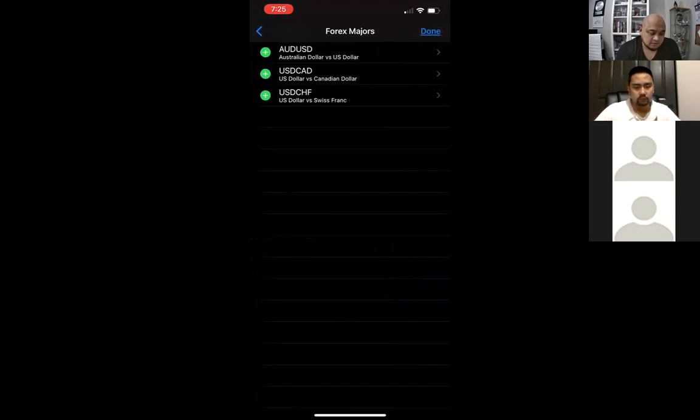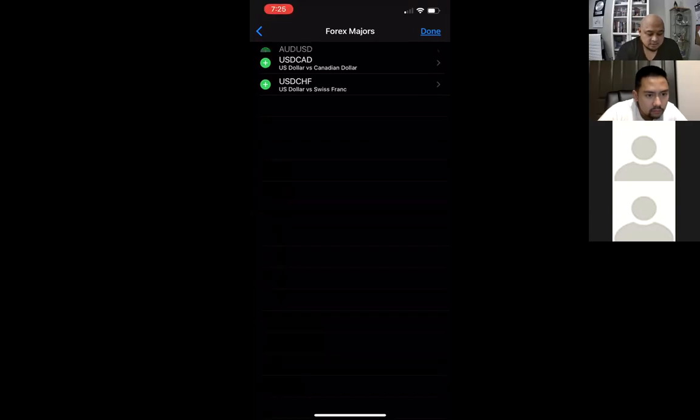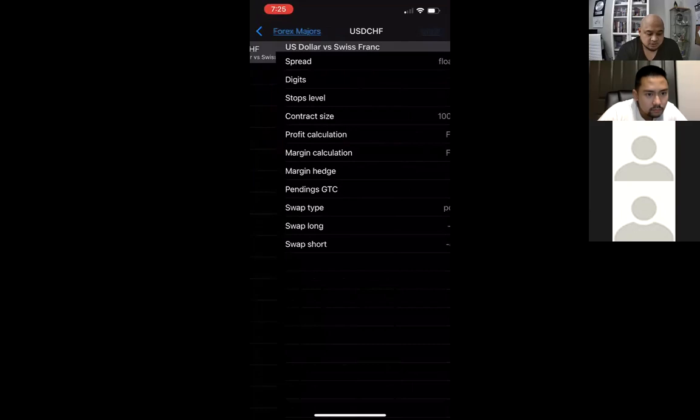Perfect. So you look at Forex majors. This is going to be the Australian dollar versus the US dollar. This is when they're talking about pairing, right? Find the pair that you want to study. US dollar versus Canadian dollar, US dollar versus the Swiss franc. So you can add these. You just press the plus, press the plus, press the plus.